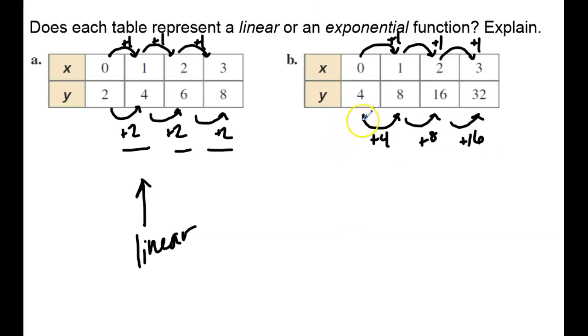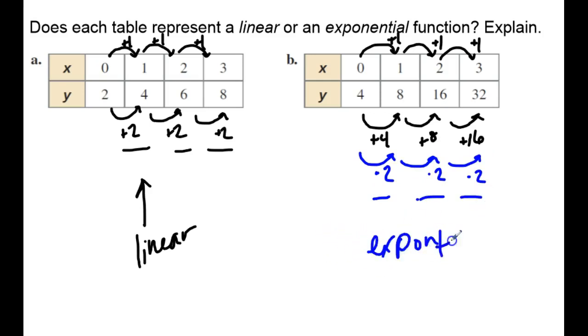So let's use a different color and see, is there something I can multiply every time to get there? Well, I know to get from 4 to 8, I multiply by 2. Well, and then to get from 8 to 16, I multiply by 2. And to get to 32, I again multiply by 2. So here that I'm multiplying by the same number, this is an exponential function. And that's how we can tell, because here I have to multiply by something to get my next term, whereas in my linear functions, I could just add the same thing. So now I can determine if my function is linear or exponential.